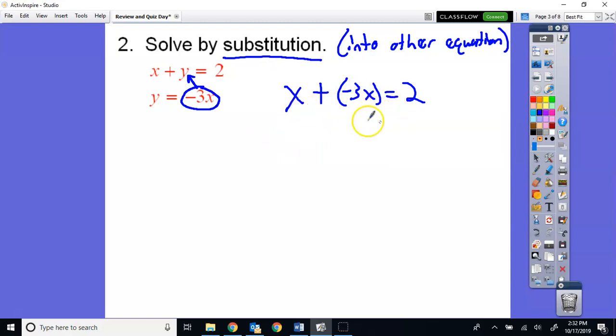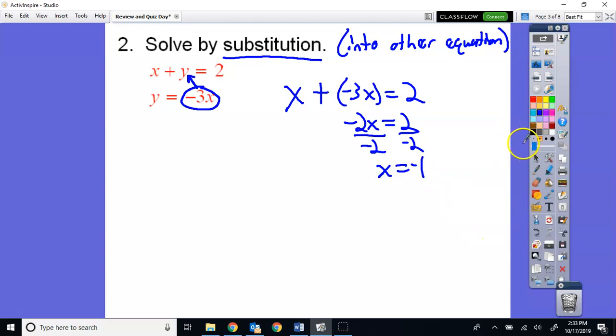And so this equation that you get is going to end up being an equation that we did in chapter 1, in the first chapter, when we were dealing with just one variable equations. What is x plus -3x? That's -2x. And then you divide by -2 on both sides. X is -1.